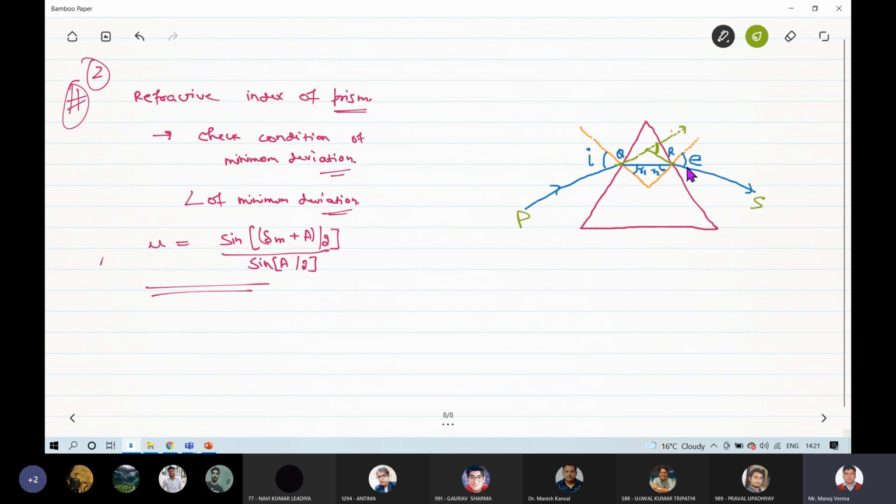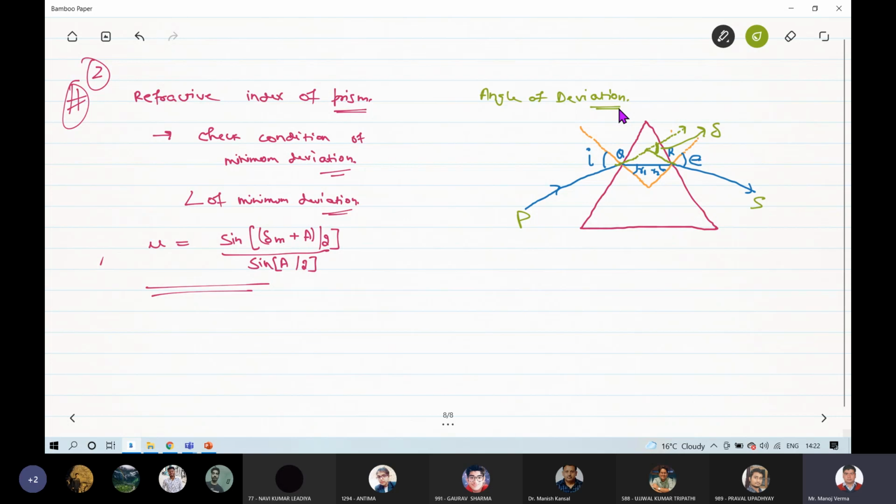And this angle I am calling delta, and this delta is called the angle of deviation. As soon as you change the angle of incidence, the angle of emergence will also change, and this delta will also change.